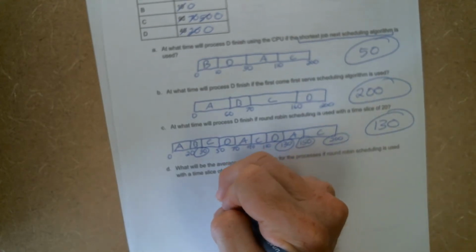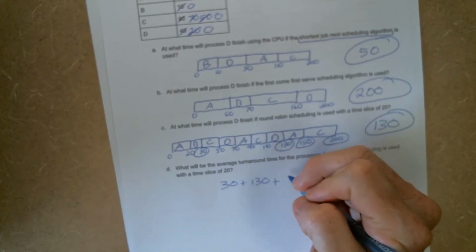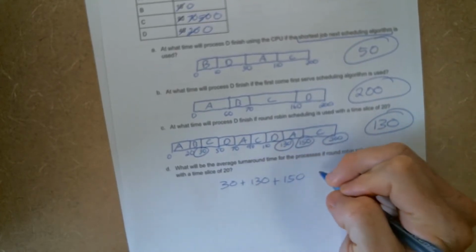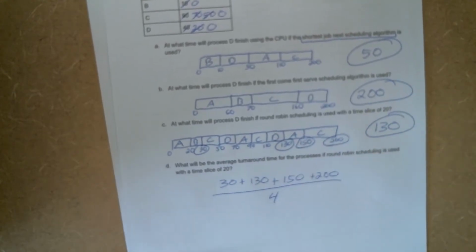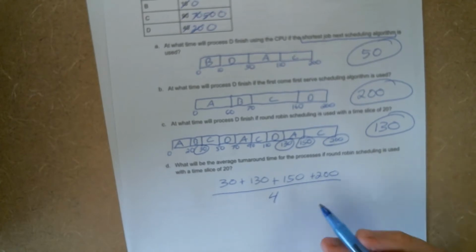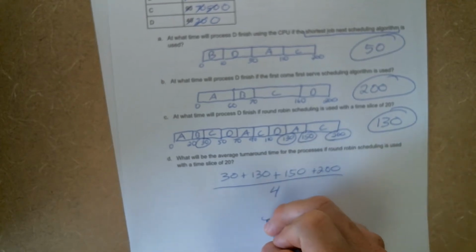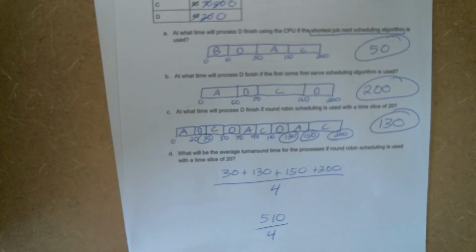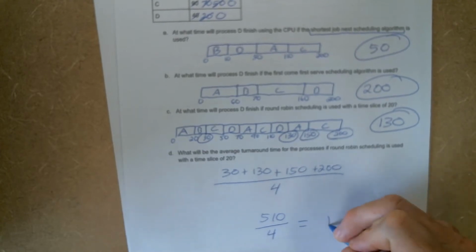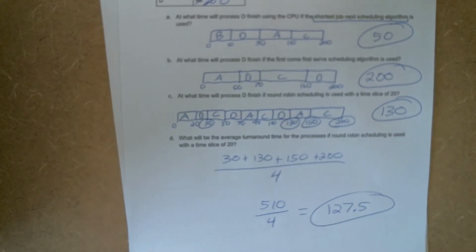So we can just take those 30 plus 130 plus 150 plus 200. And we need to just divide that all by 4. Okay, so let's see, that's 350, that's 450, 480. So that gives us 510 divided by 4, which should be, I believe, 127.5. So that would be our average turnaround time for this situation.